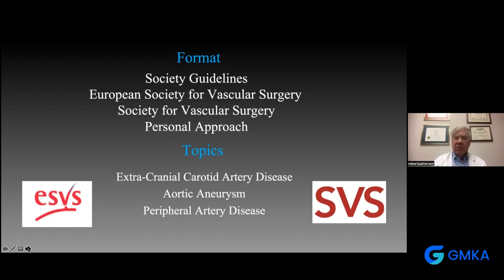I'm also, at Ali's request, going to add a personal approach to each topic, which may be a little unorthodox, sometimes, usually fairly mainstream, but just to give some technical ideas and some things that I think are important. So we're going to talk about extracranial carotid artery disease. We'll talk about aortic aneurysm disease and its management, and then peripheral arterial disease, including both claudication and limb-threatening problems.